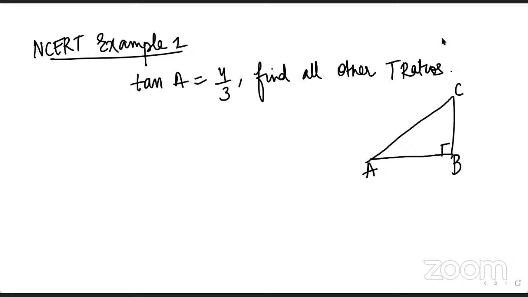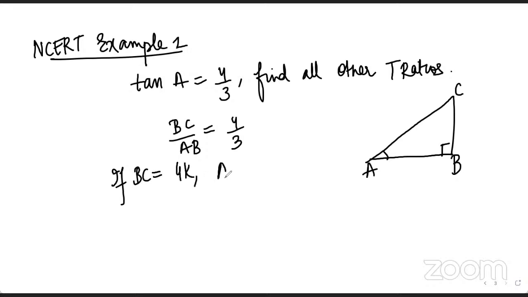Now it is given to me tan A. You are all requested to switch off your cameras. It is given that tan A is equal to 4/3. So I know that tan A is perpendicular upon base. For angle A, the perpendicular will be BC, and the base will be AB. So BC upon AB is equal to 4/3, which is the simplified form. So I can assume that if BC is equal to 4K, AB will be equal to 3K, where K is a positive integer.